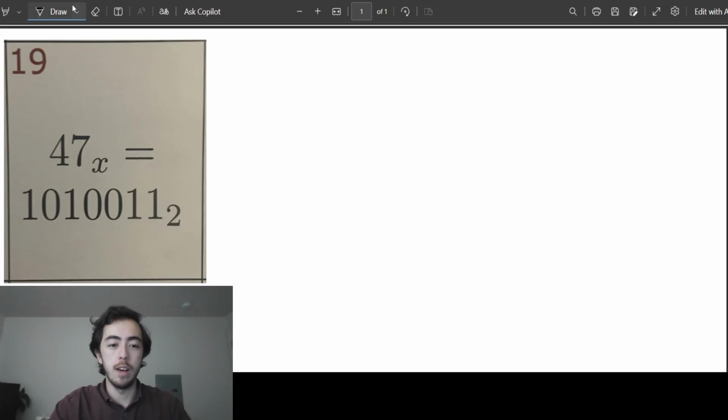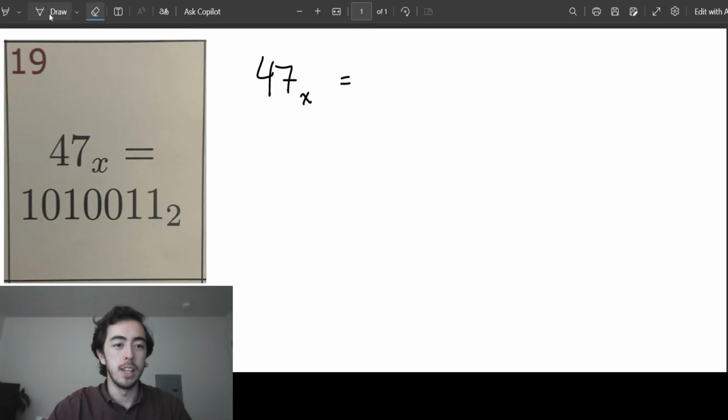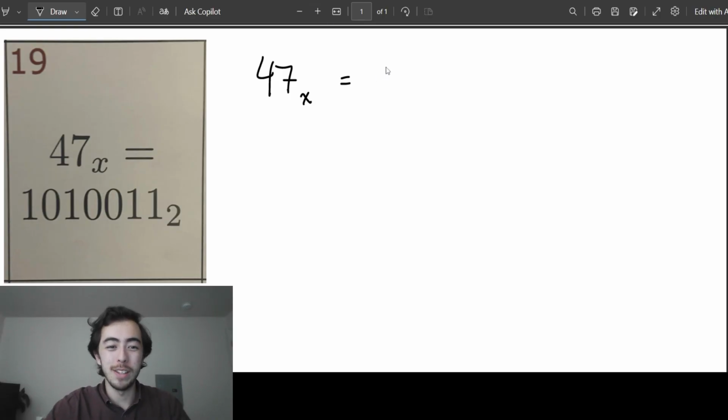And it looks like we have a problem with different base systems here. It's asking 47 base what is equal to this number right here in binary. I guess I could call it 1,010,011, but since this number is in binary, it's not actually 1,010,011. It's whatever this number is in binary. So let me at least write it on the page first.